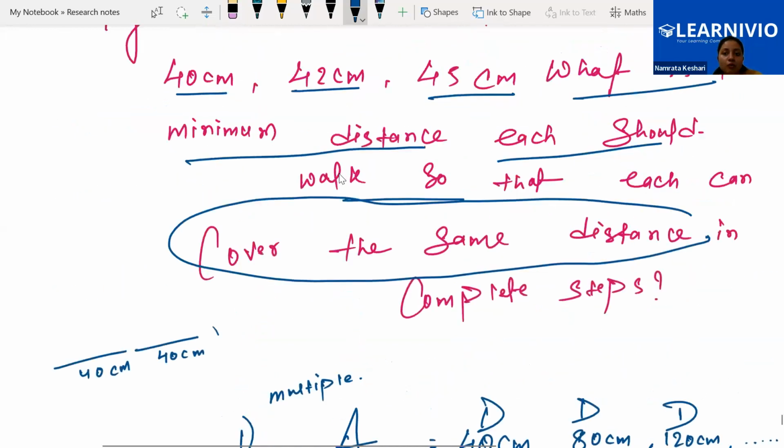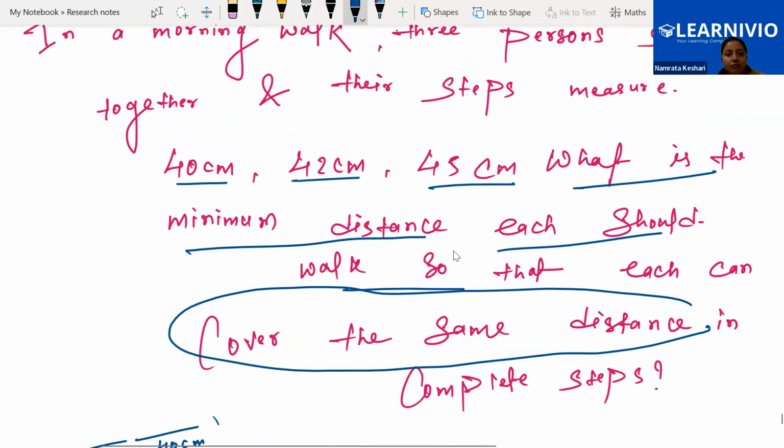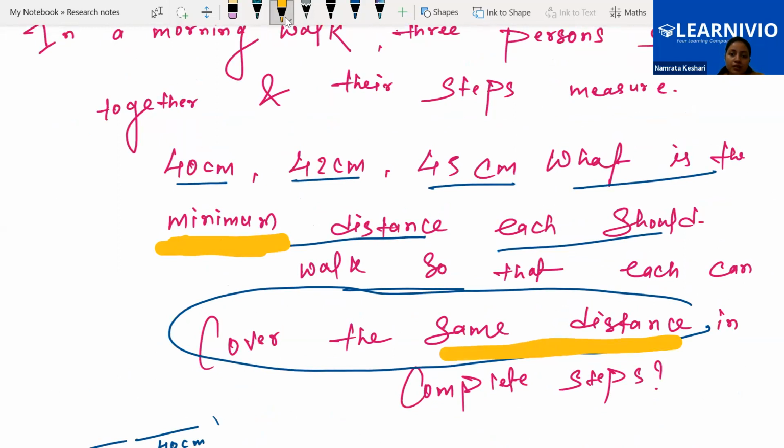And what is the least multiple we have to find? See, there is the word minimum. Least multiple we have to find. Same distance means common multiple. Same means common. Same distance means all the distances have to be the same. That means common. Minimum means least. So are you getting what we have to find here? Least, common, multiple. LCM. LCM we have to find here.